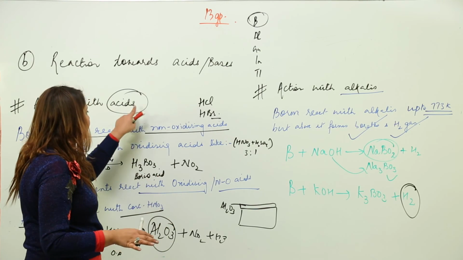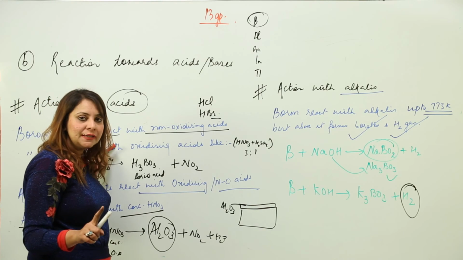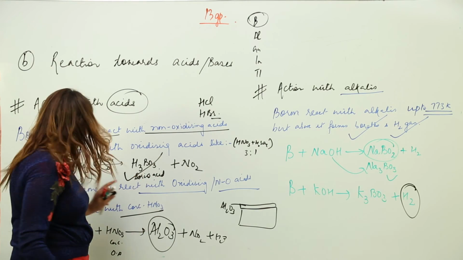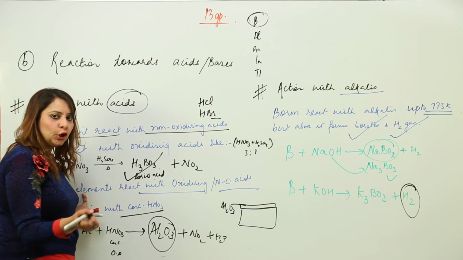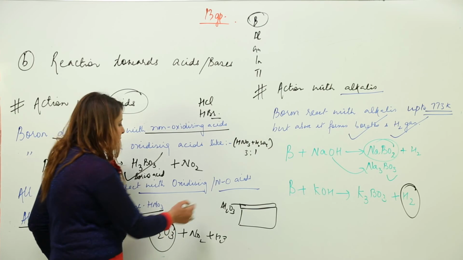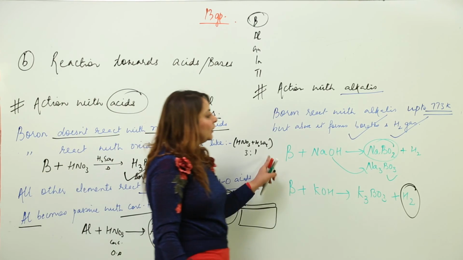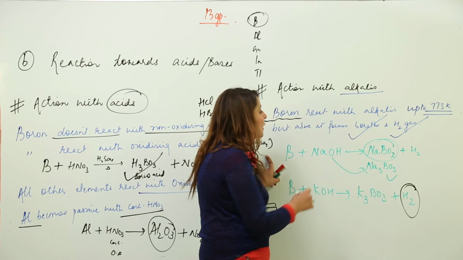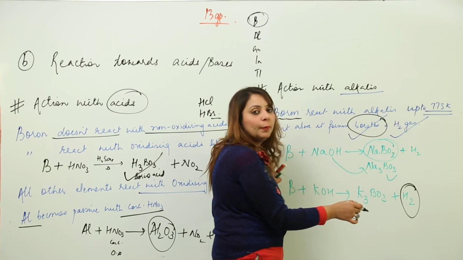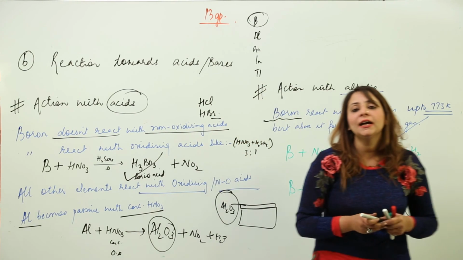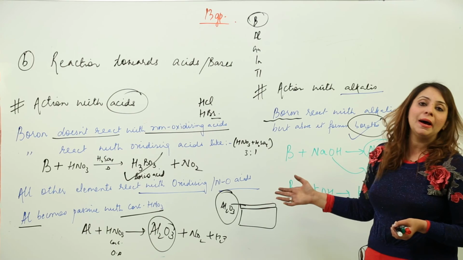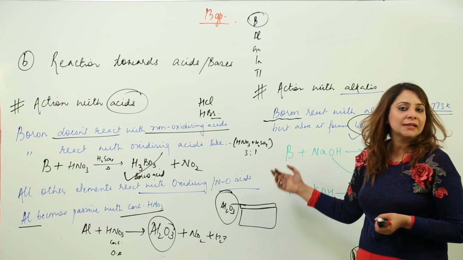I think you got it: with acid you need to remember boron does not react with non-oxidizing acids but reacts with oxidizing acids, and it gives rise to boric acid. All other elements react with oxidizing or non-oxidizing acids. Aluminium reacts with concentrated HNO3, but after some time it becomes passive, due to the formation of this impermeable layer. And with alkalis, boron forms its borates: with sodium it forms sodium borate, with potassium it forms potassium borate. So boron with alkalis forms its respective borates and hydrogen gas. So this is all about the reaction of 13 group elements towards acids and bases.